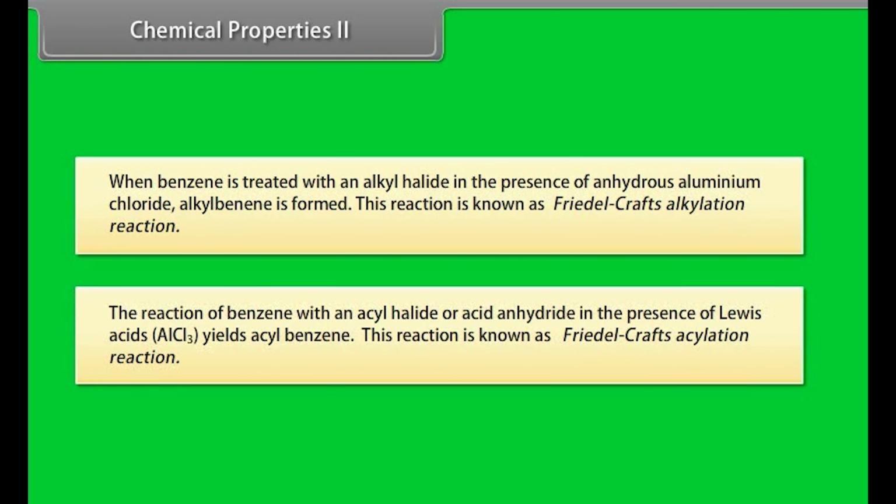When benzene is treated with an alkyl halide in the presence of anhydrous aluminium chloride, alkyl benzene is formed. This reaction is known as Friedel-Crafts alkylation reaction. The reaction of benzene with an acyl halide or acid anhydride in the presence of Lewis acid, AlCl3, yields acyl benzene. This reaction is known as Friedel-Crafts acylation reaction.